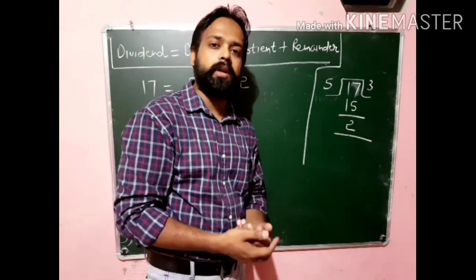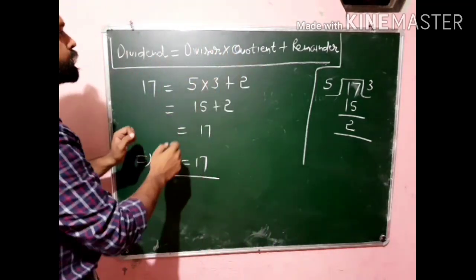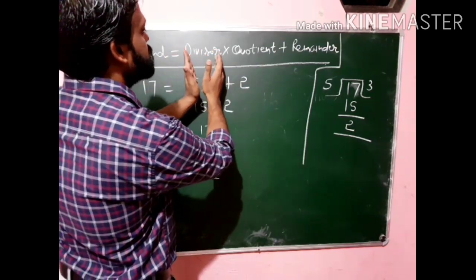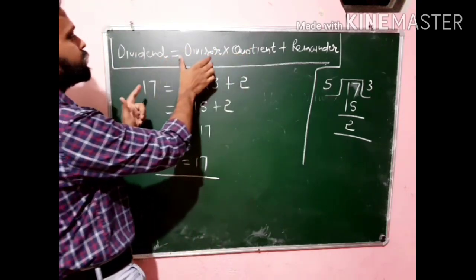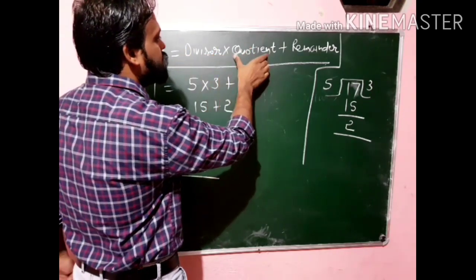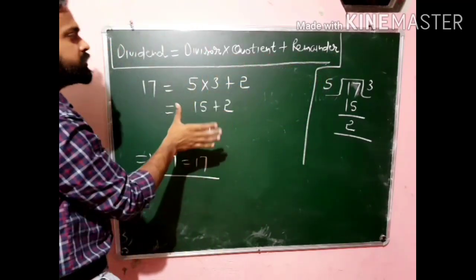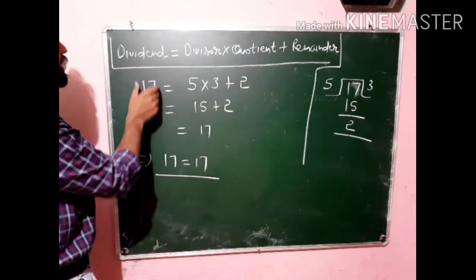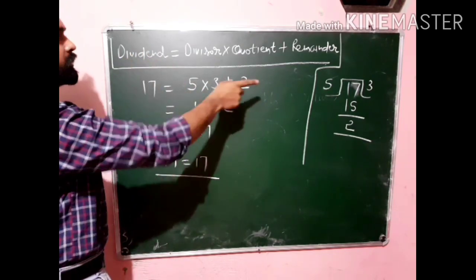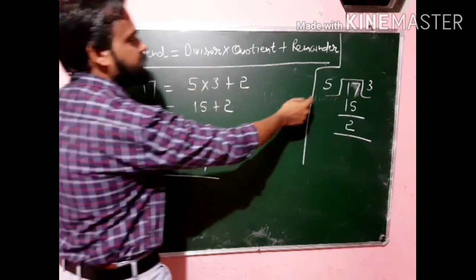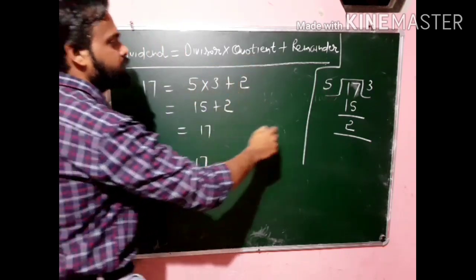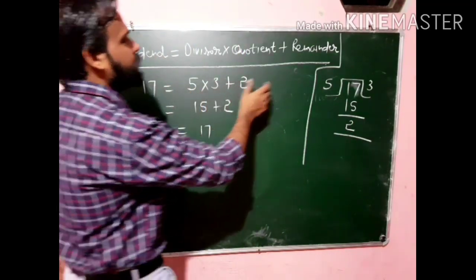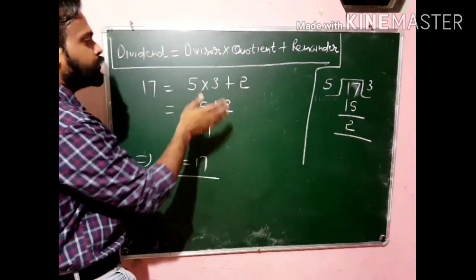Now see how we can do the verification. According to this formula, dividend is equal to divisor multiplied by quotient plus remainder. We simply put the values in this formula. You can see 17 in this case is the dividend, so 17 is equal to divisor, which here is 5, multiplied by quotient, which in this case is 3, plus 2, where 2 is the remainder. So I put the values.